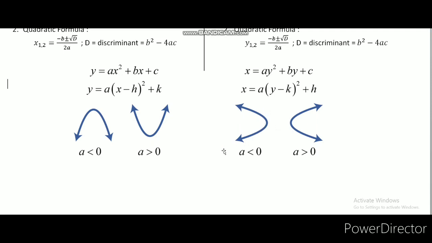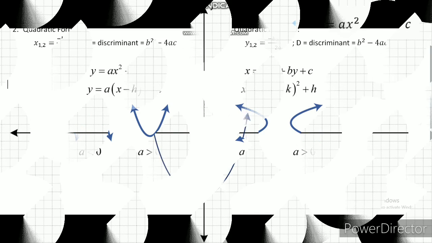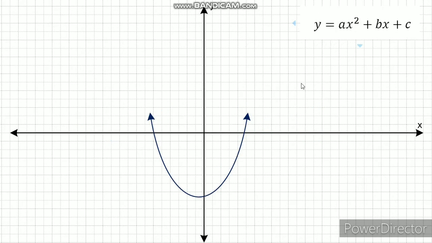Remember, it's not the hyperbola. We just choose either one, either a less than 0 or a is greater than 0. You will have only one parabola. So for further explanations, I will show you an example. Let's first discuss the graph.